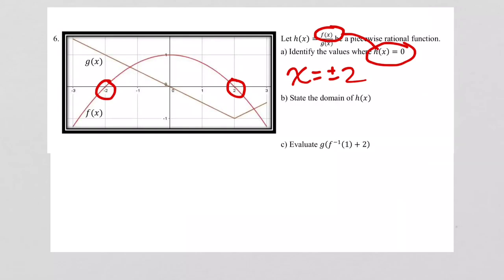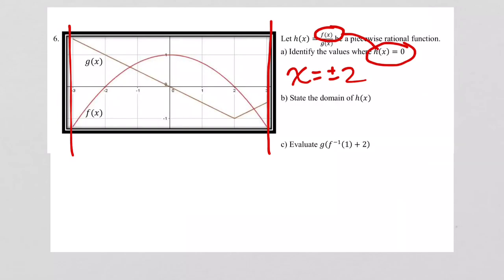State the domain of h of x. Well, first off, notice that it goes from only -3 to +3. It's a piecewise function. It doesn't continue on forever. So it has to be between -3 and +3. So what's the other thing we need to think of and be careful?